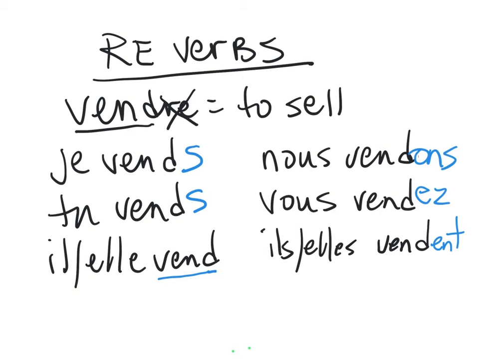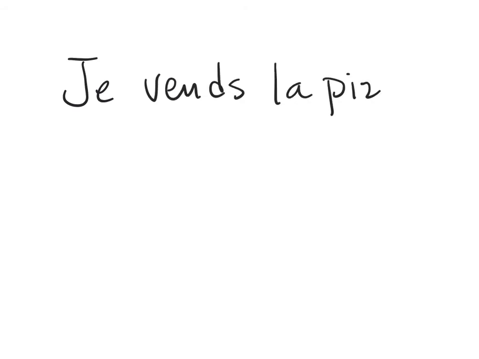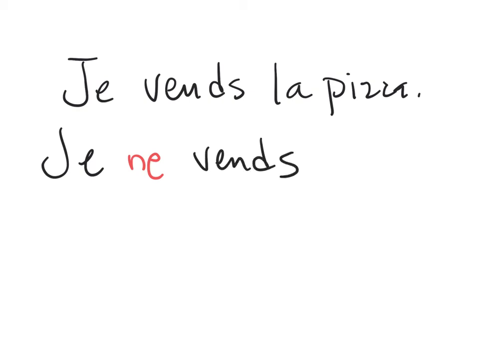And that is RE verbs. This is our smallest group of verbs. So same thing, if I have example sentences, je vends la pizza. I sell the pizza. Or je ne vends pas la pizza. Je ne vends pas la pizza is the negative.